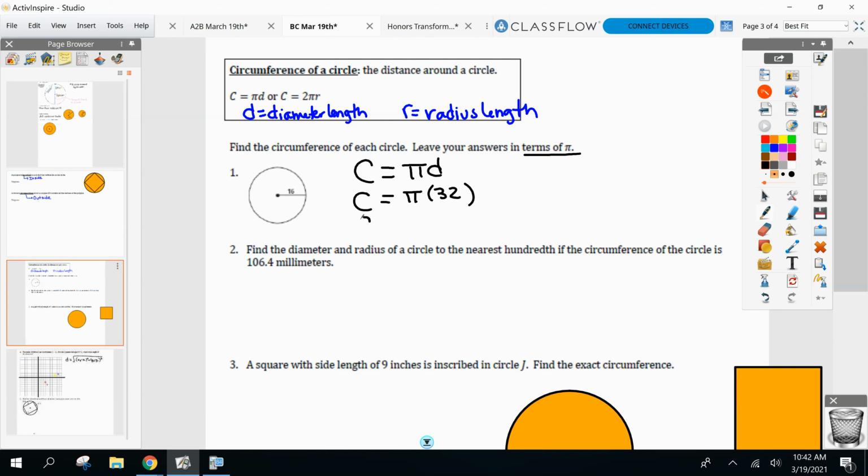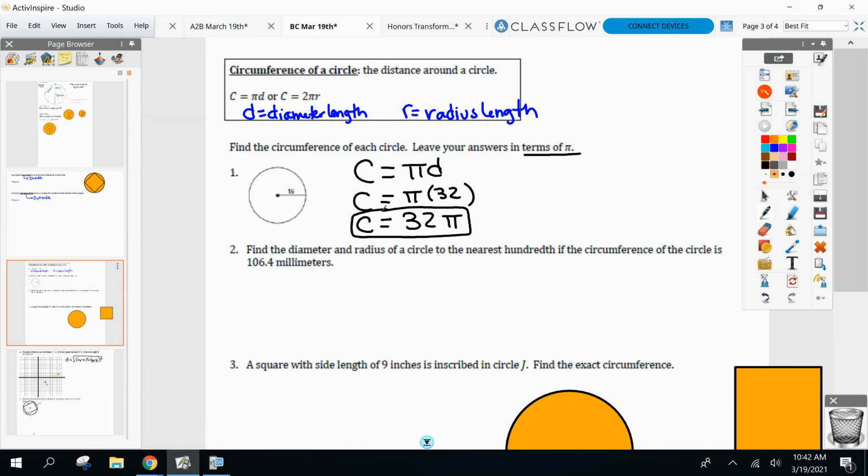And just so you know, some mathematical etiquette, we usually don't say pi 32. We say the number first. So that's how I would like it written: 32 pi. Okay, so the circumference is 32 pi. And again, it's in terms of pi. I have pi in my answer. Any issues? Anybody at home, any issues?